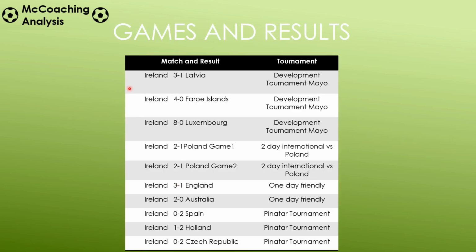Here we are now, just an overview of the games that we played. So we had in the development tournament Mayo, we played Latvia, Faroe Islands, Luxembourg, we played Poland twice, England away, Australia at home, and then we went to a Pinatar tournament in Spain. And we had 3 games, and unfortunately was on the wrong side of the result 3 times. But in this video we'll go through the main principles of attacking and defending play from these games in particular.